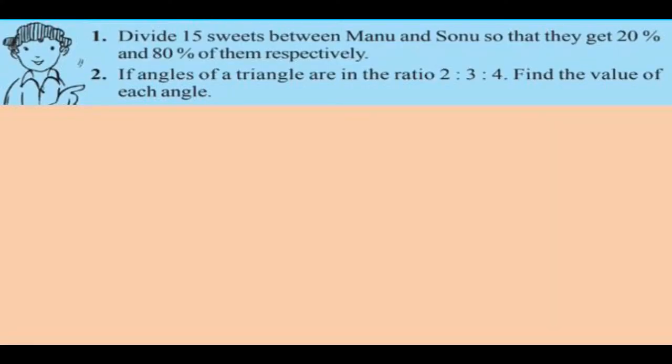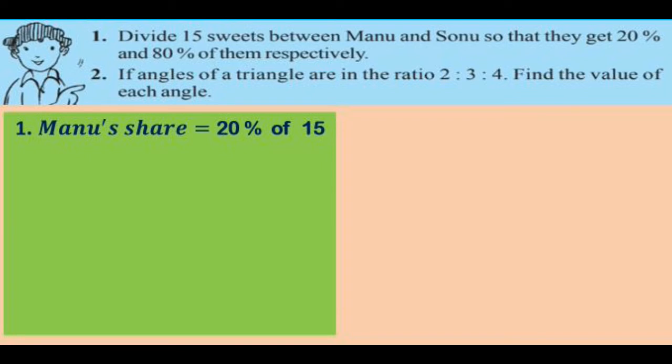Try these. Page number 166, question number 1. Divide 15 sweets between Manu and Sonu so that they get 20% and 80% of them respectively. So here we have to divide 15 sweets among Manu and Sonu. So Manu's share is 20% of 15. 20%, that is 20 out of 100 multiplied by 15. So if you cut, what do I get? 1, 5. Again, 15 divided by 5, that is 3 sweets.